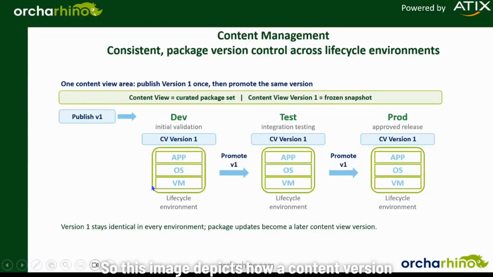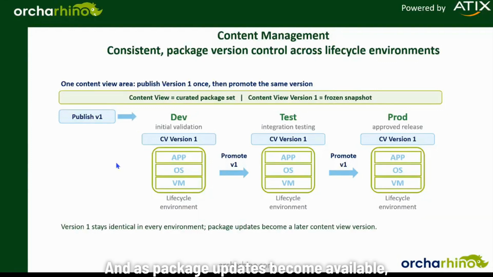So this image depicts how a content view version or frozen state of content has been applied or assigned to the development state, and the hosts that are in the development group can receive this content. And after that's worked on, then this version can be promoted to the test environment. Once that is worked on and tested and it's ready, it can be promoted to the production environment. So version 1 stays identical in every environment. No new updates are received from the upstream repository.